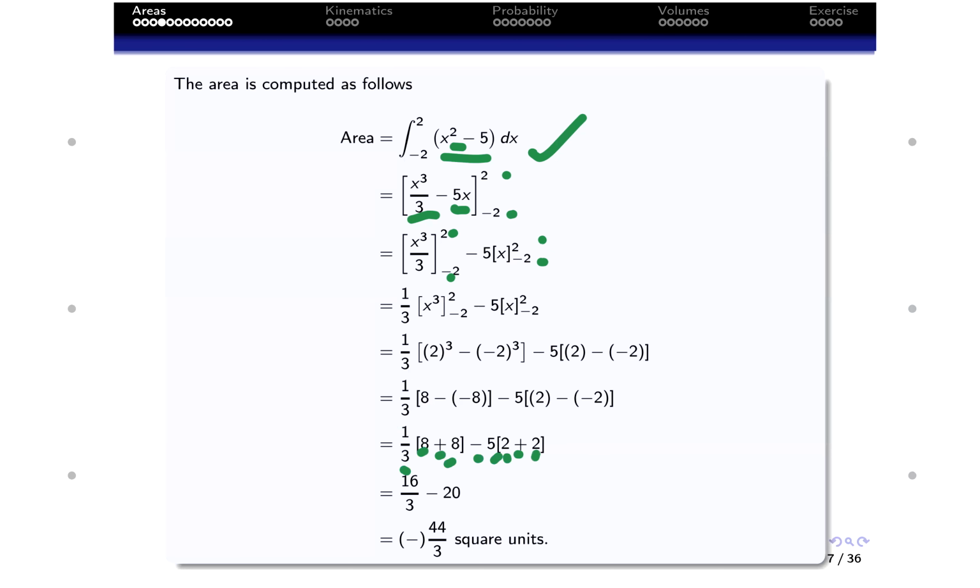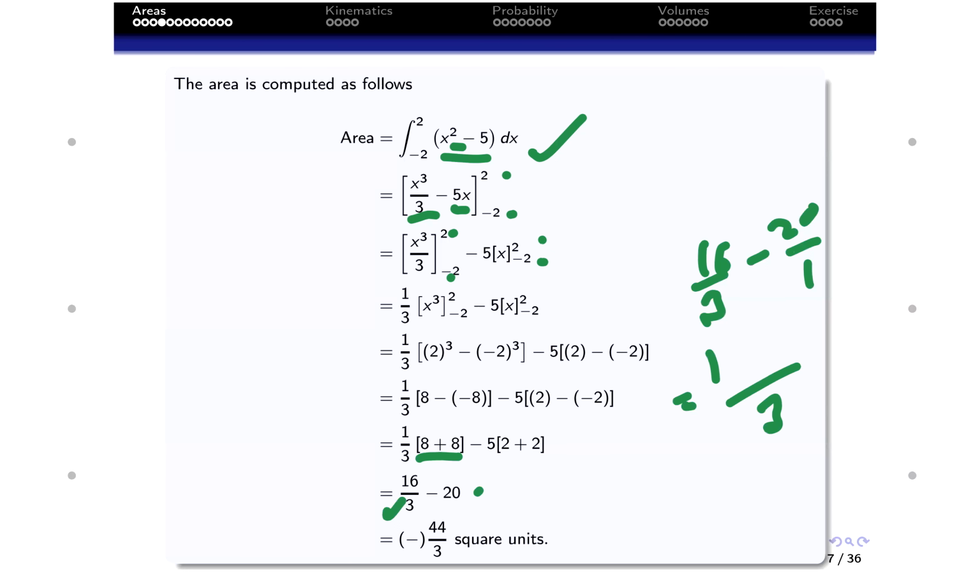So now, of course, 8 plus 8 is 16. So 1 over 3 times 16 is 16 over 3. Then 2 plus 2 is 4, and 4 times 5 is 20. So you have 16 over 3 minus 20 over 1. The LCM, of course, is 3. 3 in 3 is 1 times 16, that's 16, minus 1 in 3 is 3, and 3 times 20 is 60. 16 minus 60 is minus 44 over 3. So you have minus 44 over 3 square units.